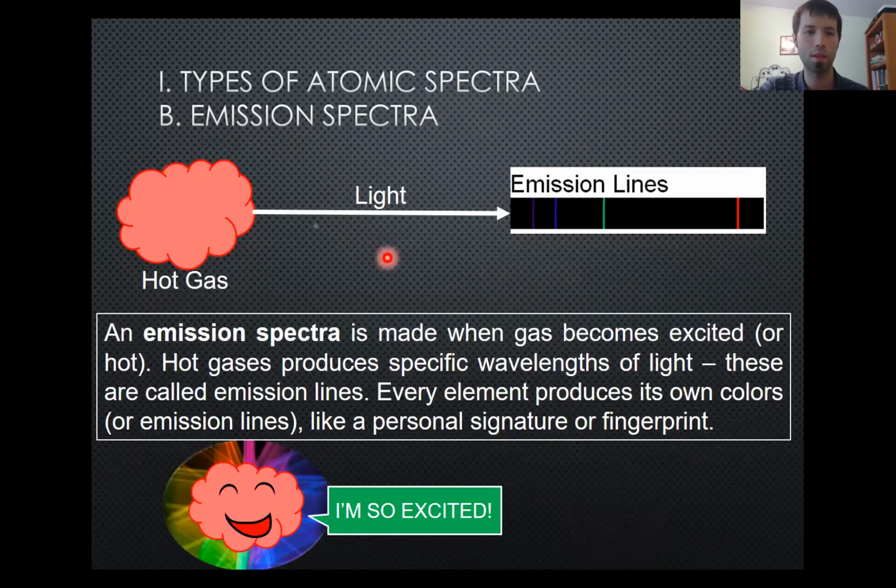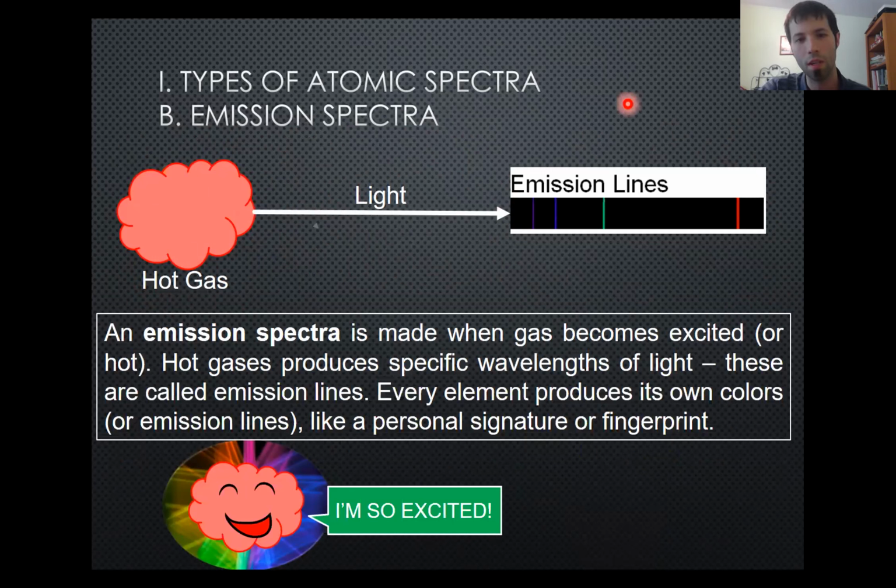Next type of atomic spectra is called an emission spectra. Now instead of having a hot source, I have a hot gas. When I have just a gas by itself that is excited enough, it will glow. In fact, we know that anything that has heat glows. Usually they glow with a continuous spectrum, but when I have just a hot gas, it glows with emission lines.